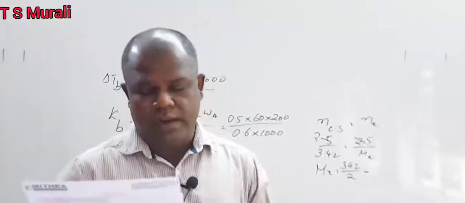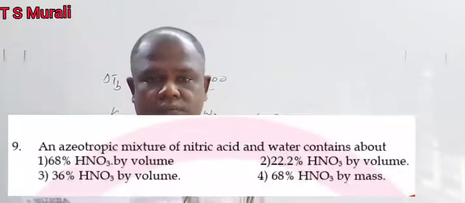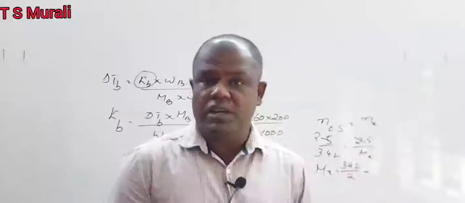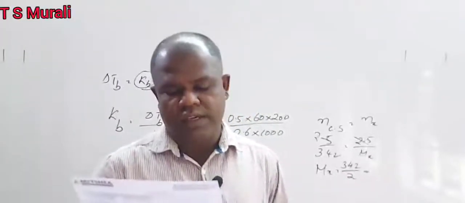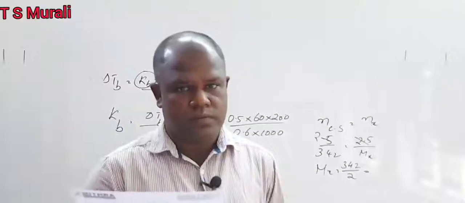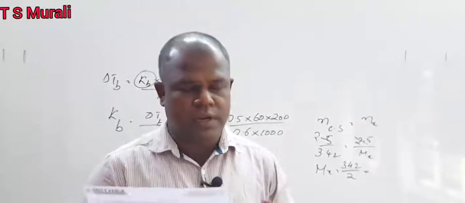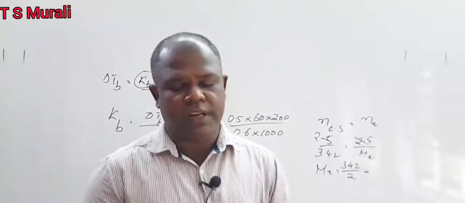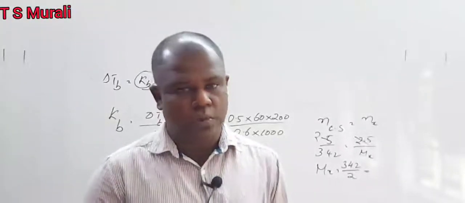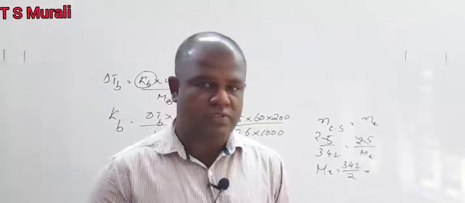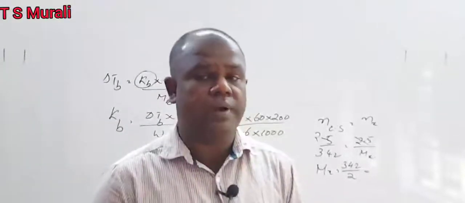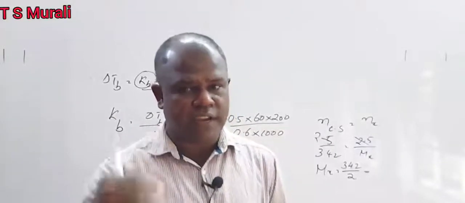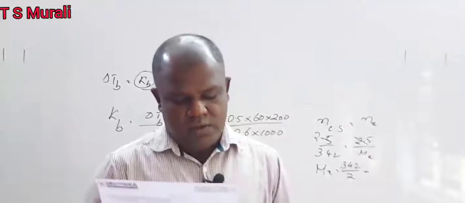Azeotropic mixture, question number 9, azeotropic mixture of nitric acid and water. That is directly given in NCERT. What is the meaning of azeotrope? I told you once. Okay, constant boiling mixture, and it is 68% HNO3 by mass. Okay, you are learning 2 types of azeotropes, low boiling azeotrope and high boiling azeotrope. This is a high boiling azeotrope. Low boiling azeotrope is 95% ethanol and 5% water. That is shown by solutions with a positive deviation, and this is shown by solutions with a negative deviation. Okay, you know that.